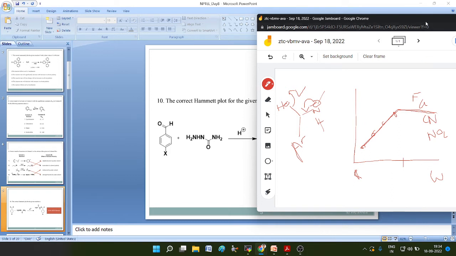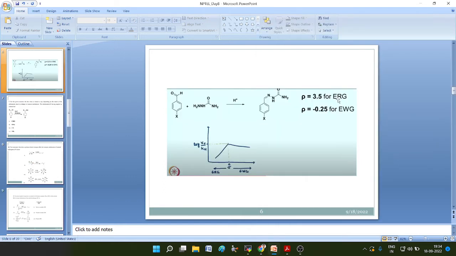If you see the slides in the class, you can think about this, and I have also discussed this. Now I will show you the slide directly taken from the class. So in this reaction, the rho value is 3.5 for electron releasing groups. Please try to understand why this is the case. And if you go to electron withdrawing groups, it is minus 0.25.